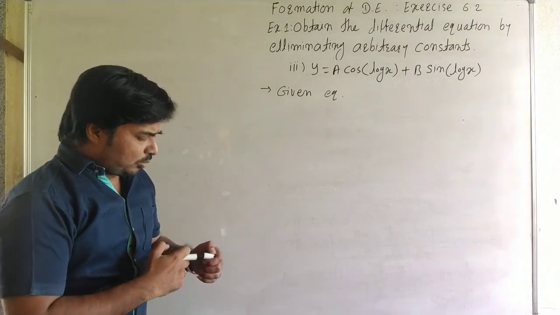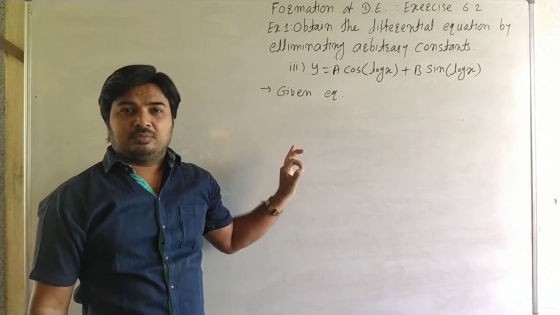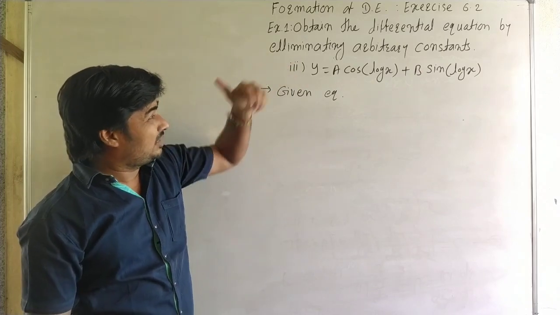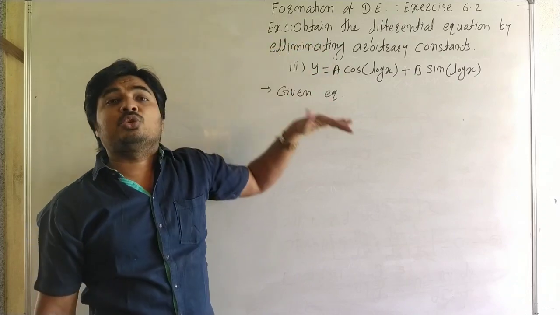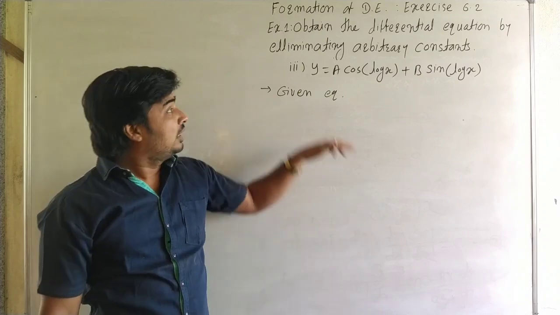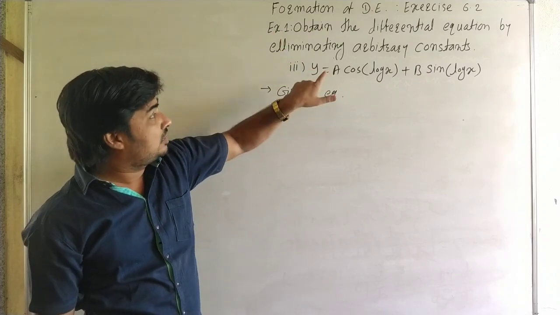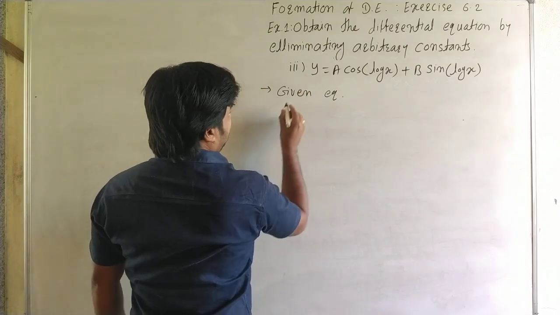Such a type of example we have already seen in our chapter, differentiation, second order derivative. In that chapter the question asked is: if y is equal to this, then show that the differential equation holds. Now here is the given differential equation.